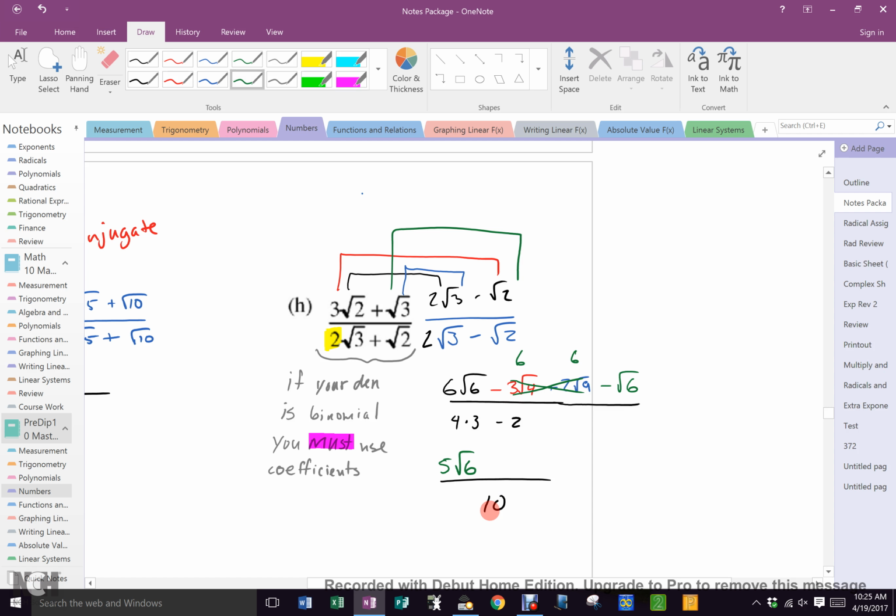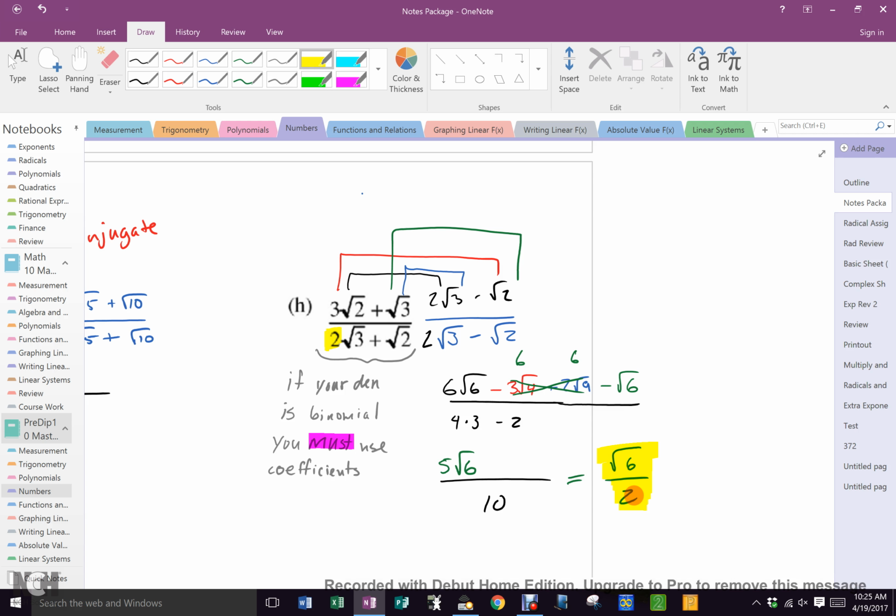Is it done? Why not, Max? Because I can simplify 5/10 to 1/2. Root 6 over 2. Does everybody get it?